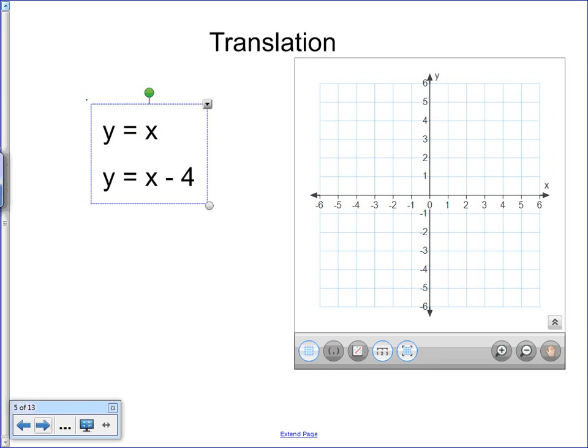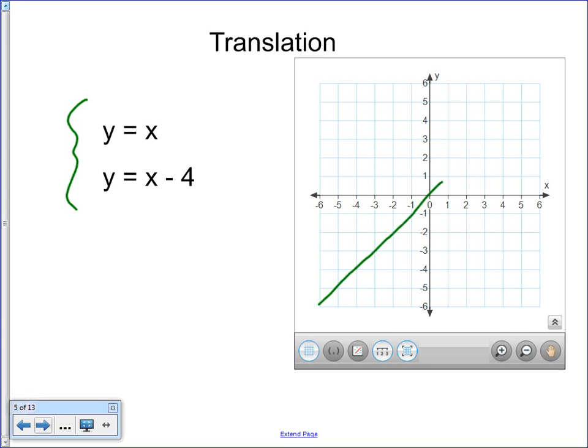Let's take a look at another example. So we have y equals x, and we have y equals x minus 4. So again, the y equals x looks something like that. Let's make a diagonal line right through 0, 0. So that is y equals x. And let's graph y equals x minus 4.